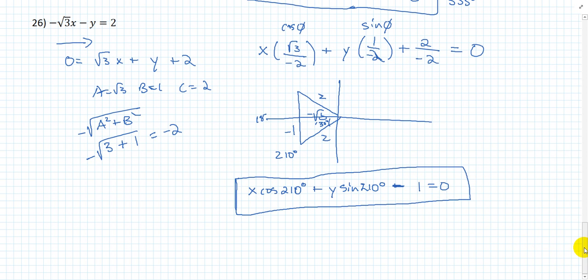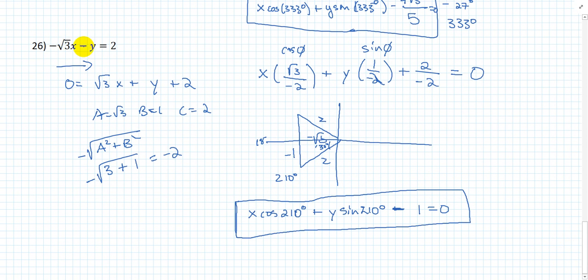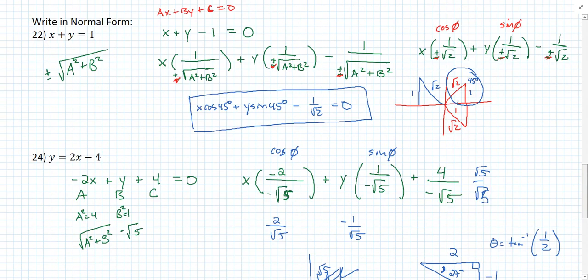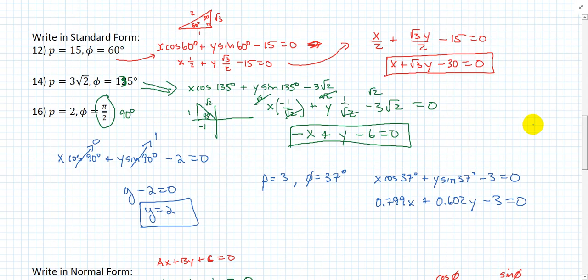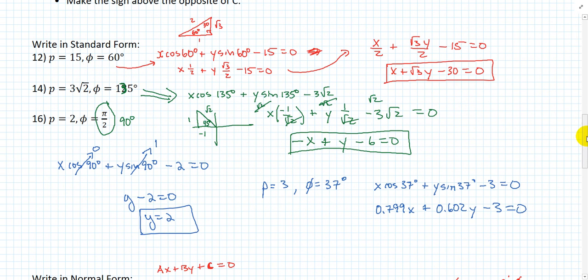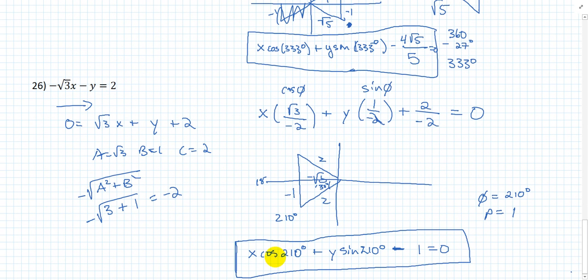But that's it. You're either going to convert from standard form to polar form. And when you look at the book, I forgot to mention this, but they just give you phi equals 210 degrees, and then they'll say p equals 1 or negative 1, depending, like in this problem. I think it's 1 because that's a negative there. Or you're going to go from that and plug it in and solve. So good luck. See you later.